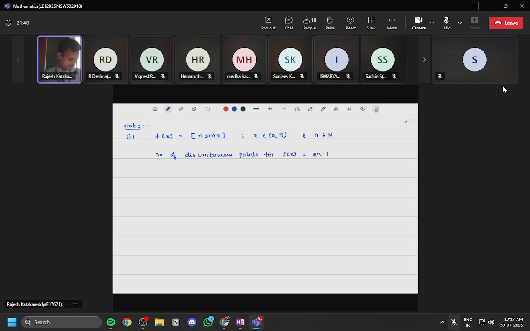So the geometric meaning of differentiability, you would have learned in 11th grade itself in limits and derivatives. Differentiability means a unique tangent exists.